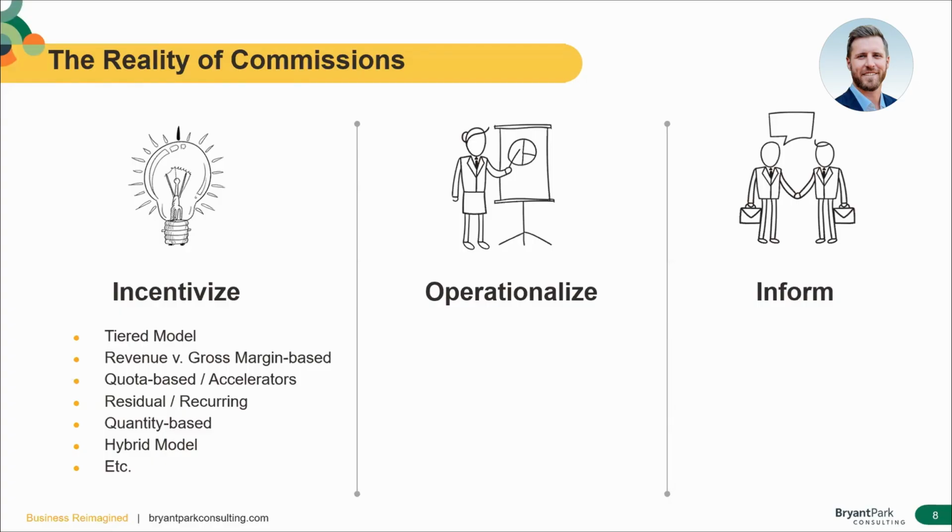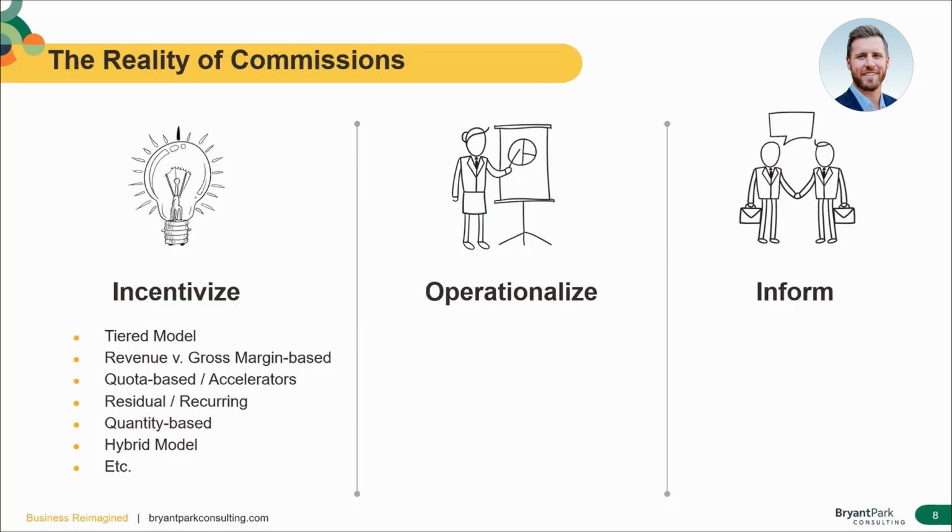Now, that incentive model can tie into some of the examples I show here: tiered models, revenue versus gross margin based calculations. That gross margin definition can mean a lot of different things depending on the organization, what's truly commissionable as a part of that process.